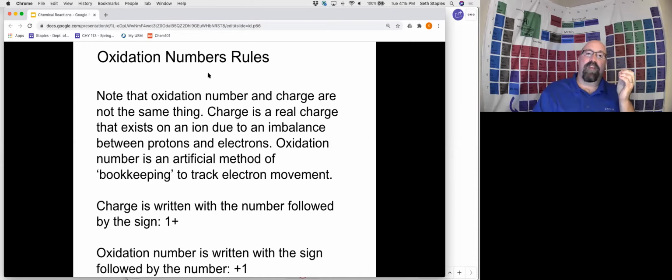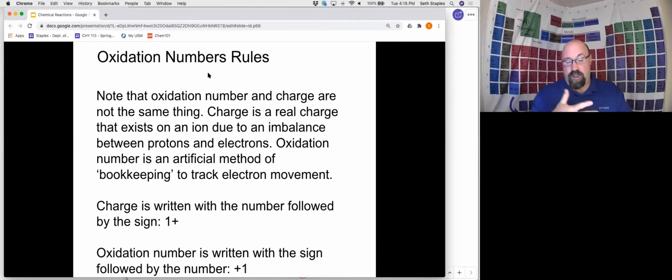Oxidation number, on the other hand, is more of an artificial bookkeeping that we use to track electron movement. It's a way for us to note how electrons are being transferred in a redox reaction. In many cases, oxidation number is going to be equal to charge. Like in the case of any monatomic ion, the oxidation number is equal to charge, but they are not the same thing. And we do write them differently.